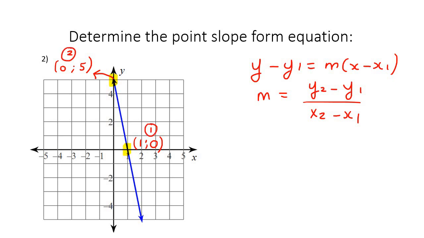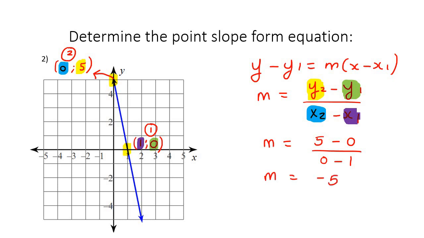And so the y value of point number 2 would be this one. And then the y value of point number 1 would be this one over here. And then the x value of point number 2 would be this one. And then the x value of point number 1 would be that over there. So then we can go work out the slope. So that would be 5 take away 0 over 0 take away 1. And if you work that out, we should get negative 5 as our slope. So now we can just go fill that in.